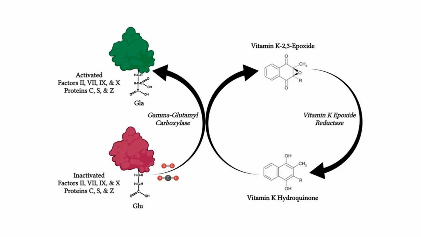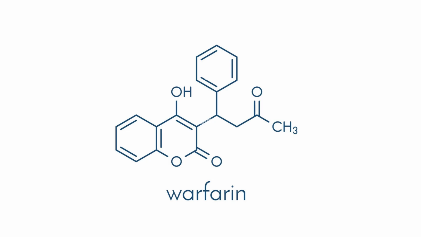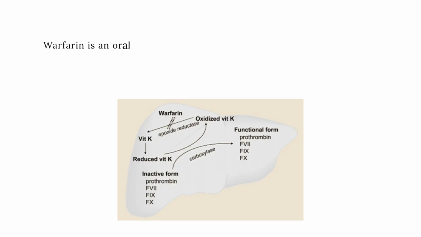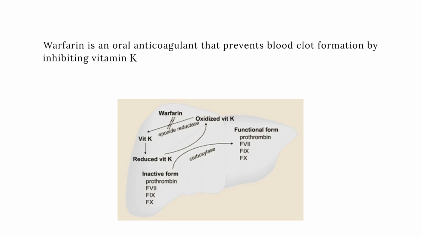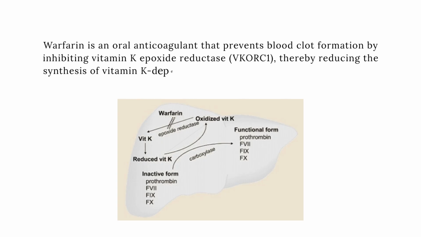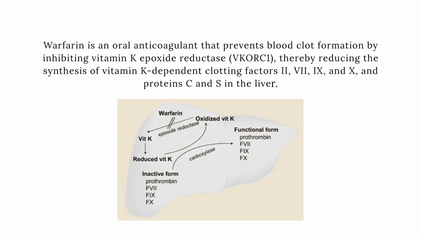Warfarin is one of the important oral anticoagulants. It doesn't dissolve existing blood clots like fibrinolytic drugs. Instead, it prevents the formation of new clots by interfering with the vitamin K cycle inside the liver. This whole process happens inside the liver. Inactive coagulation factors are present in the hepatocytes, and with the help of vitamin K, they get activated. So the entire mechanism of action we are going to study.